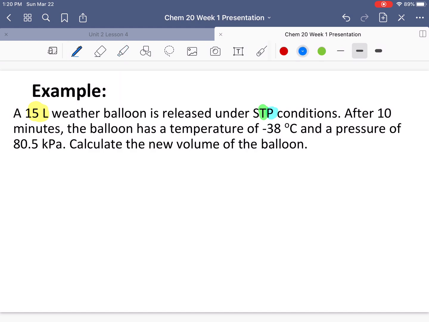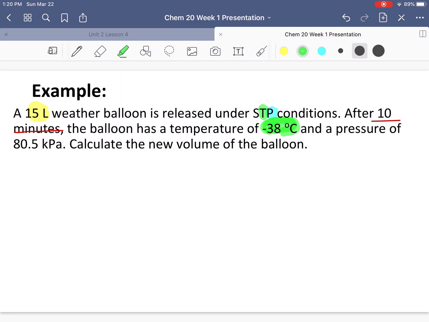Keep going after 10 minutes. Okay, cool, 10 minutes, but really not a big deal. All that shows is that there was something that it started with and then it finished with something else. It doesn't actually factor into your calculations at all. As we continue on, we get some more information about the temperature. So the balloon after 10 minutes has a temperature of negative 38 degrees Celsius.